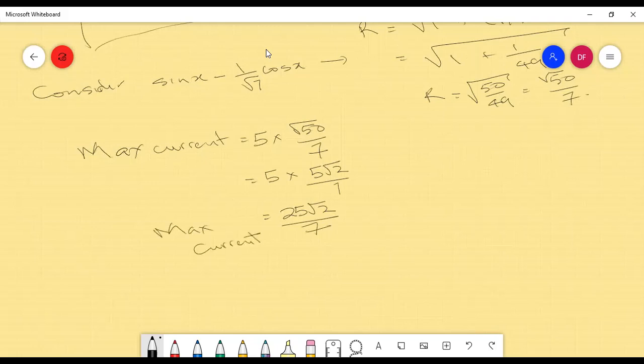All right. And then now, if you want to find the phase shift, you say alpha is tan inverse b over a, just like with the complex number, which is equal to tan inverse minus 1 over root 7 divided by 1.